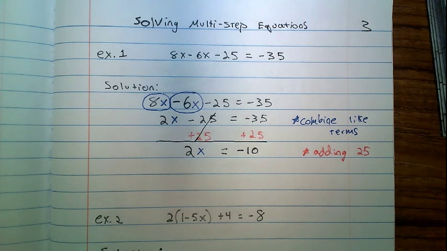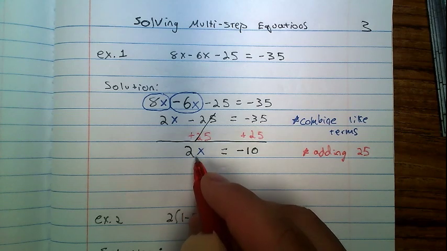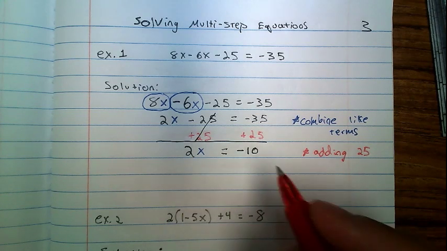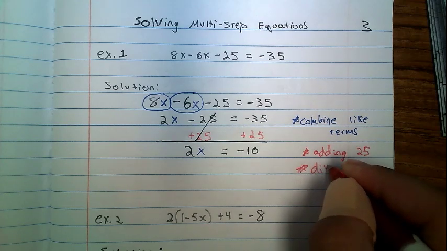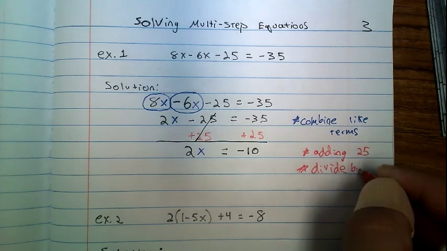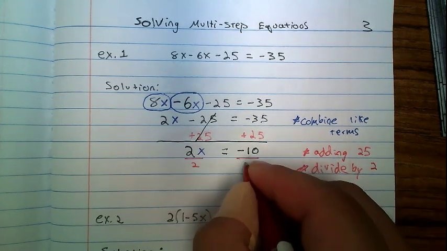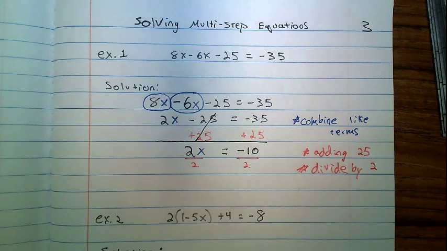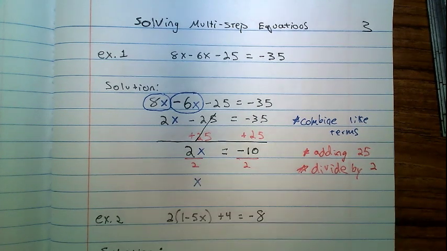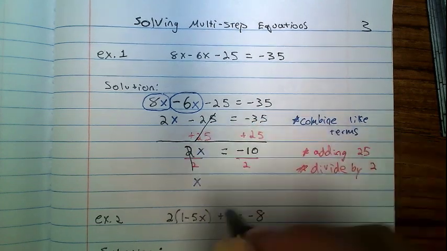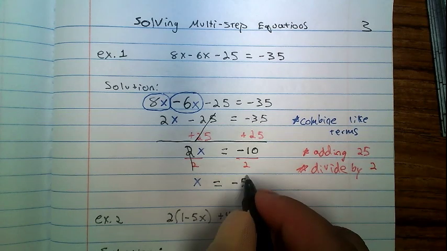That means we have to get rid of that 2. And right now, when a number is next to a variable, it means multiply. So we have to do the opposite of that, which is going to be to divide by 2. And it's always on both sides. My final answer here is x, because those crossed out, equals -5.